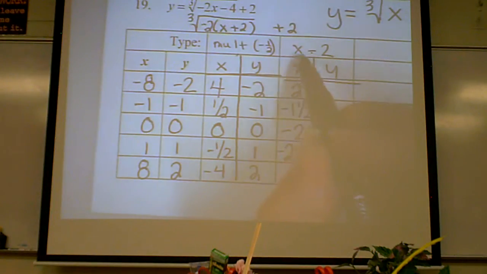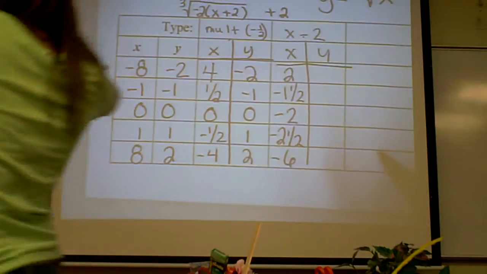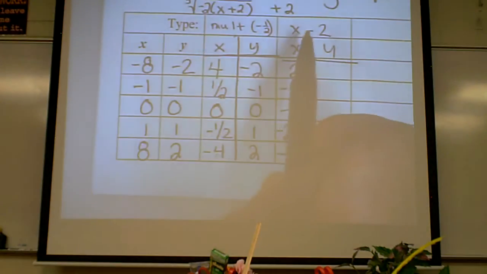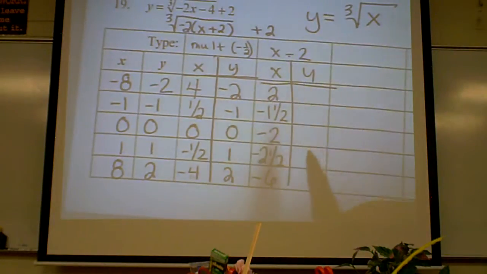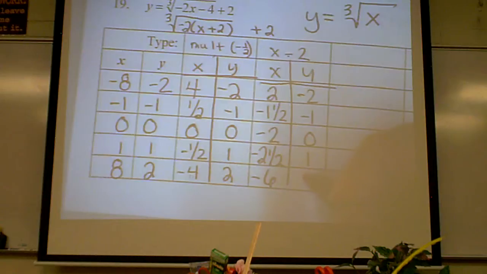What's -4 minus 2? Right? -4, we're gonna minus 2, we get -6. What do you do to your y values? You leave them alone. Perfect.